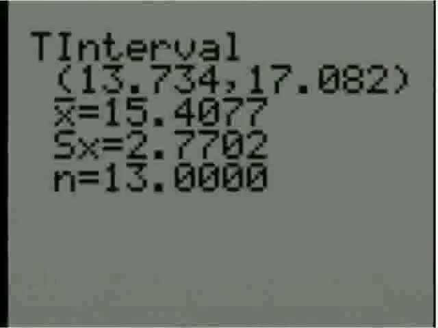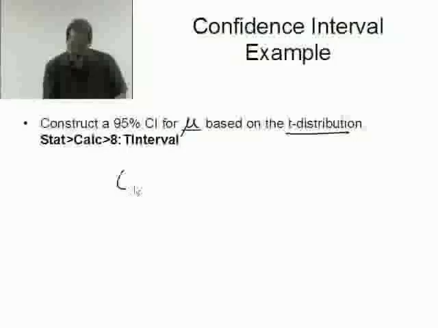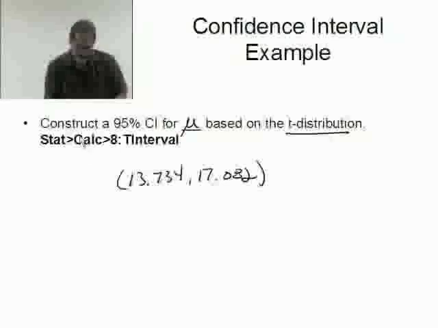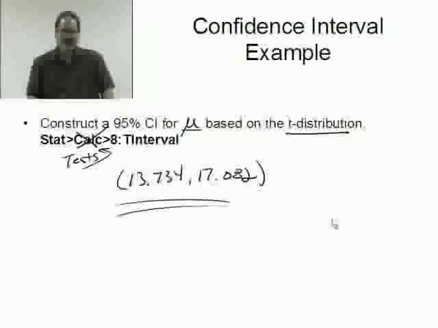And what I get for confidence interval is 13.734 to 17.082. And I need to correct this. This is a typo. This should be tests on your calculator. So now I'm going to say I'm 95% confident that the true average time to effective pain relief is between roughly 13.7 and 17.08 minutes. And this is based on a t interval.